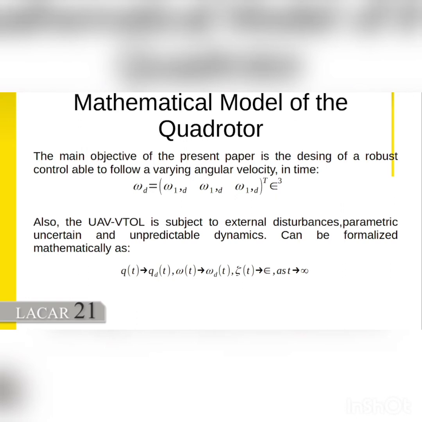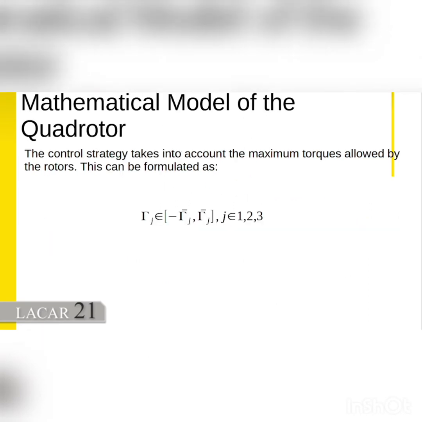W sub t is the time dependent with the desired velocity. Q sub d is calculated from the kinematic equation, and zeta is the total disturbance. The control strategy takes into account the maximum torques allowed by the rotors. This can be formulated as where the tau represents the bounds of the control torque component.